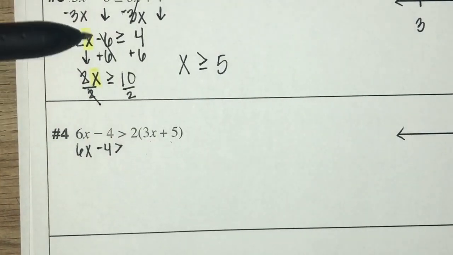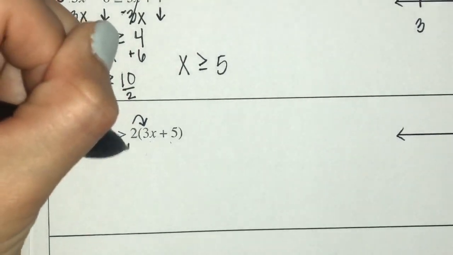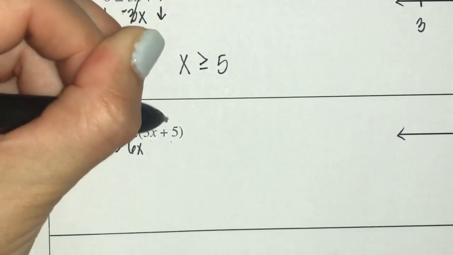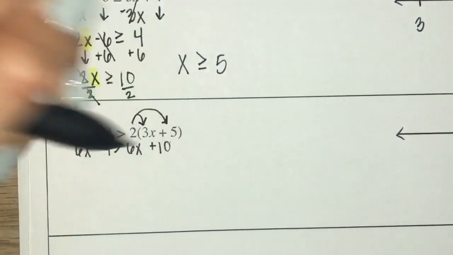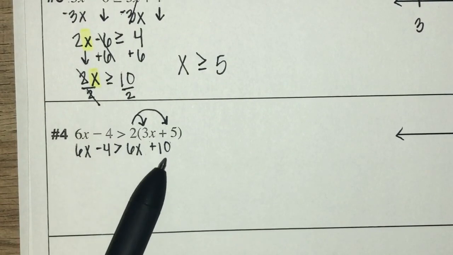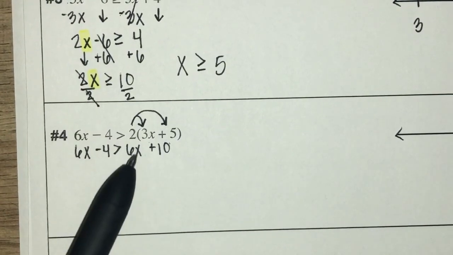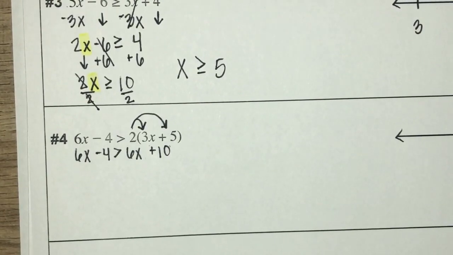On the right side, I can distribute this 2. So 2 times 3x is 6x. And then 2 times 5, or positive 5, would be plus 10. So we have 6x minus 4 is greater than 6x plus 10. So I want to combine my variables onto one side. I have to do so with inverse operations.